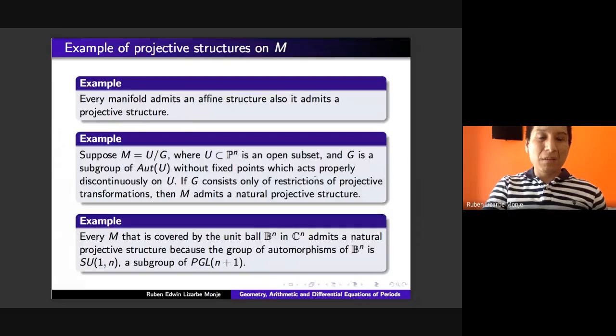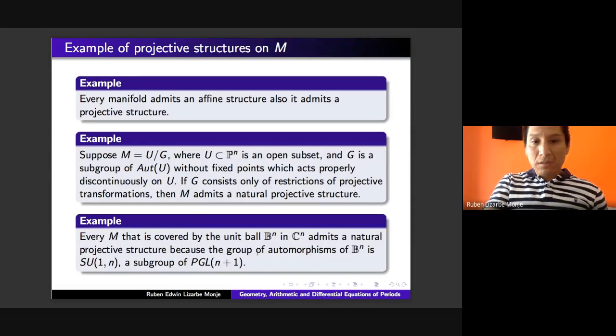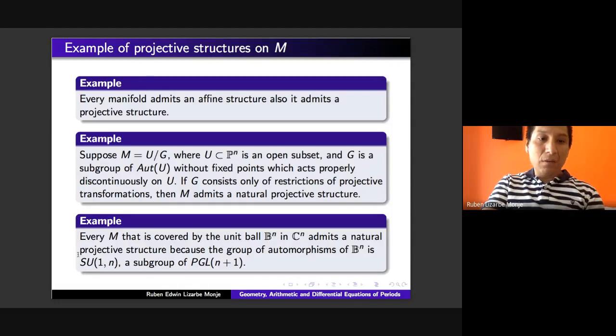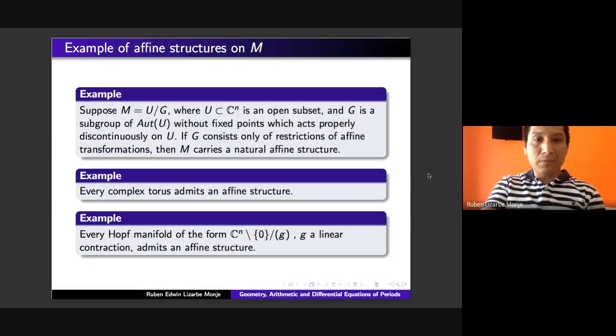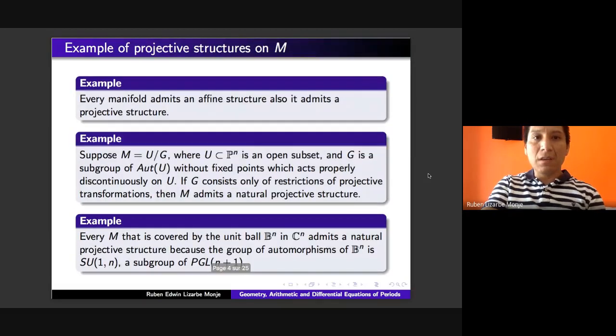For example, P^n has a natural projective structure. Another example is the covering by the unit ball. It admits a natural projective structure because the group of automorphisms of the unit ball is the special unitary group SU(n,1). This is an example for affine structure and projective structure.